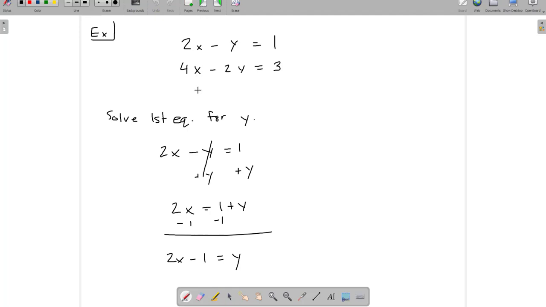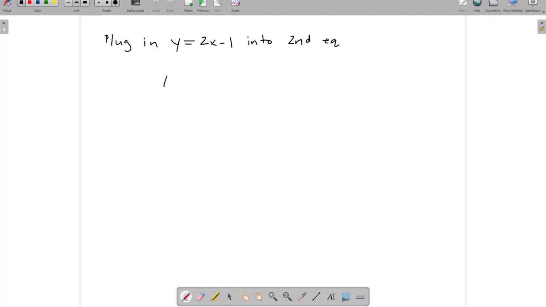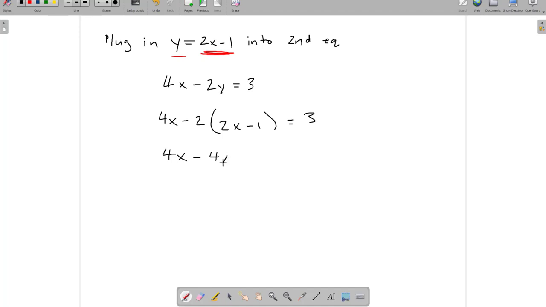The second equation is 4x minus 2y equals 3. So I'm plugging in, instead of y, 2x minus 1. So 4x minus 2 times (2x minus 1). We're setting this equal to 3. So 4x, we're going to distribute that minus 2. Make sure you bring the negative sign with you. This becomes minus 4x, and then minus and minus makes plus 2.